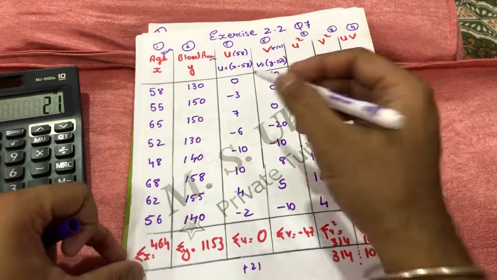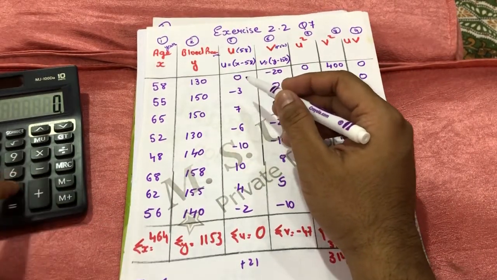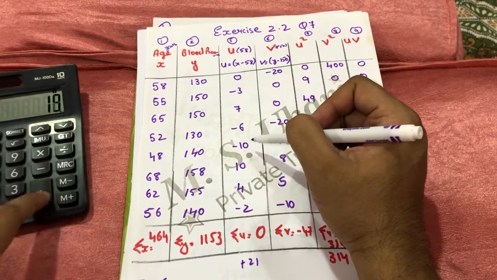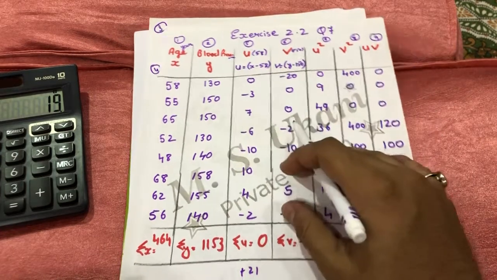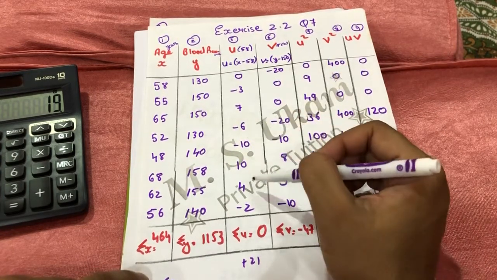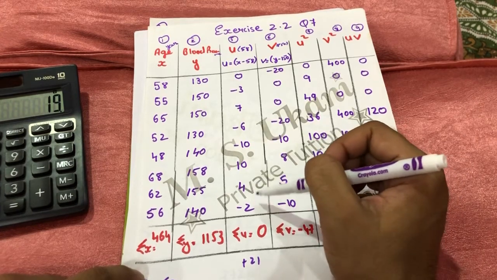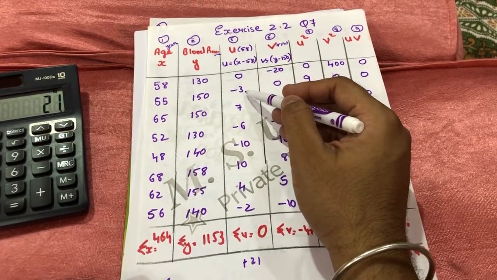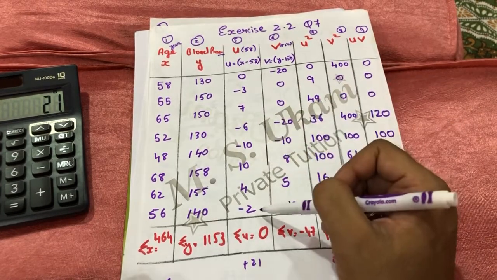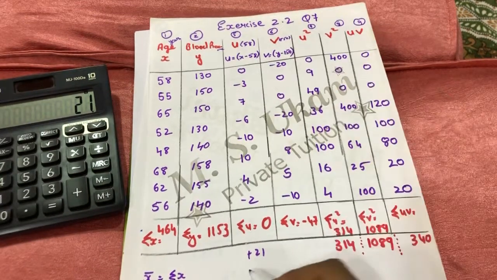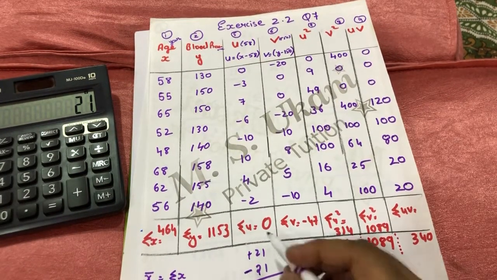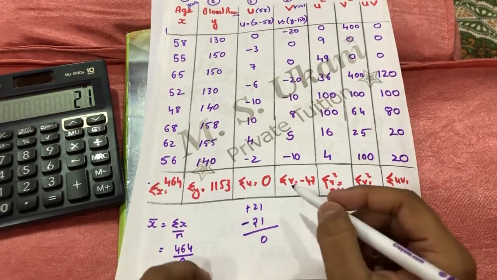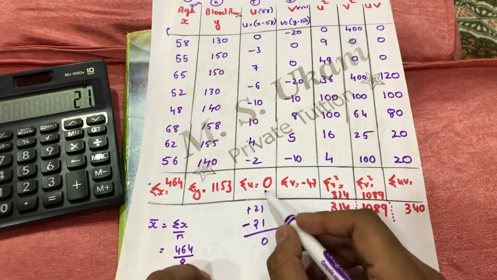Now we are adding the negative numbers: minus 3, minus 6, minus 10 and minus 2. So our answer will be negative 21. And as you know, plus 21 and minus 21, our answer will be 0. So here we have calculated the summation U.